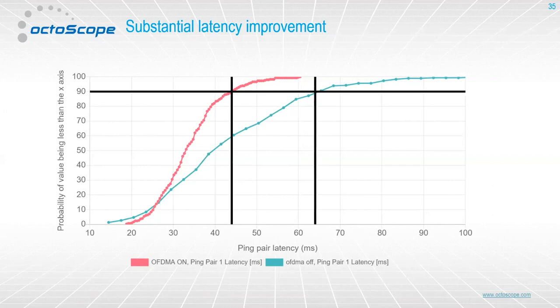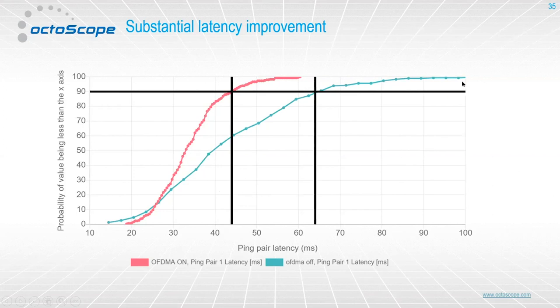Again, this one, OFDMA on in red, OFDMA off in blue. This is latency CDF, so again, same thing. And what you're seeing here is, if you look, for example, at the 90% latency in this case, you can see that with OFDMA on, we're at 45 milliseconds, whereas OFDMA off, we're way out at 65. And you also, if you look at the far end of the tail, with OFDMA on, we don't see latencies higher than about 60 milliseconds.